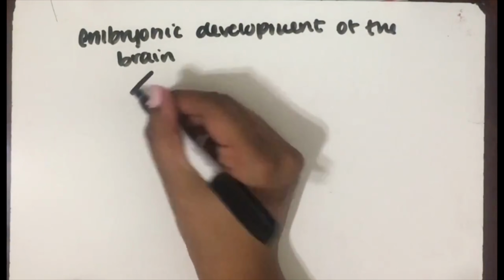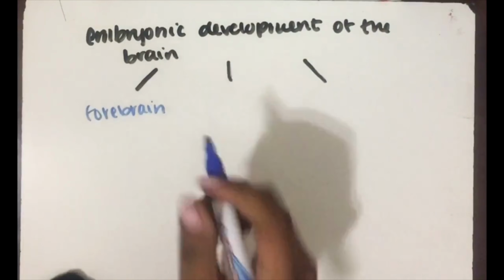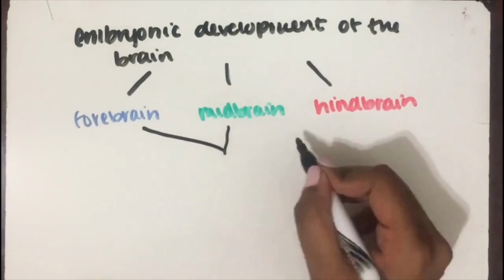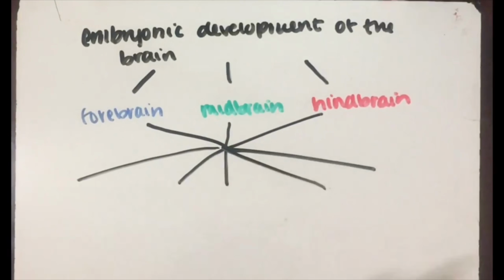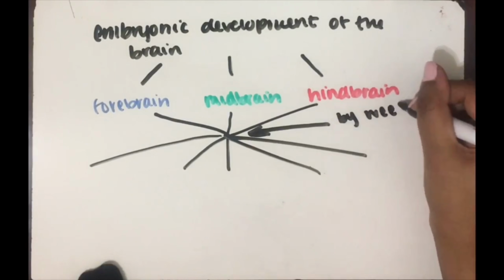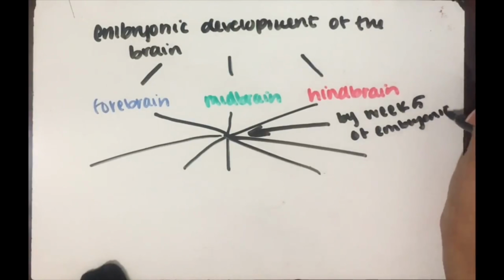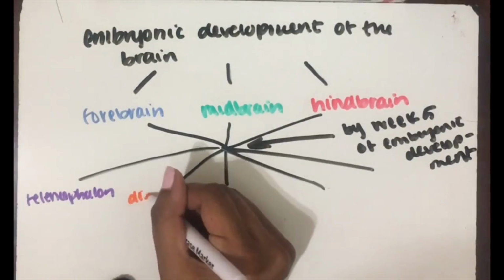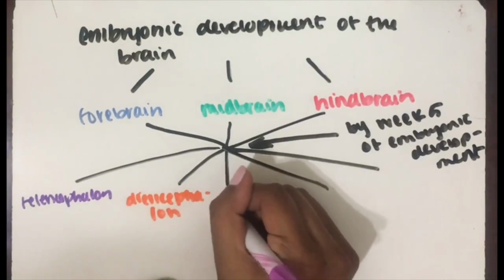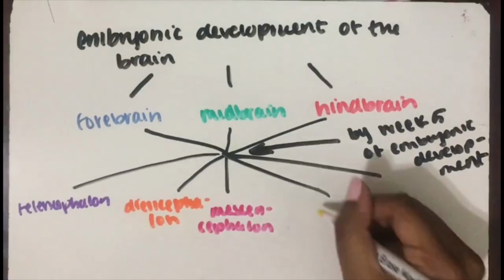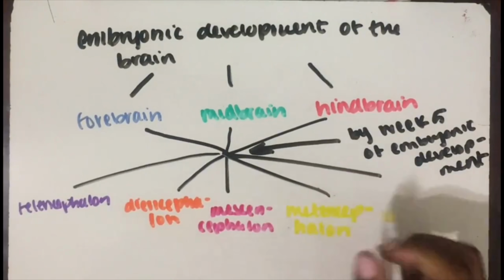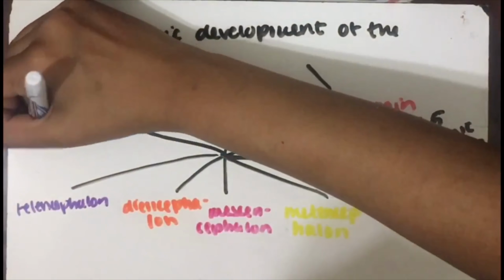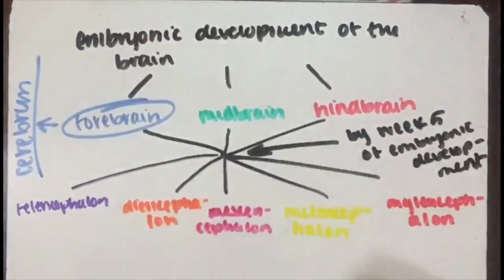The embryonic brain development consists of three parts, the hindbrain, the midbrain, and the forebrain. By the 5th week of embryonic development, 5 secondary brain vesicles have arisen from the original 3: the telencephalon, the diencephalon, the mesencephalon, the myelencephalon, and the metencephalon. Most of these changes occur in the forebrain, which gives rise to the cerebrum.